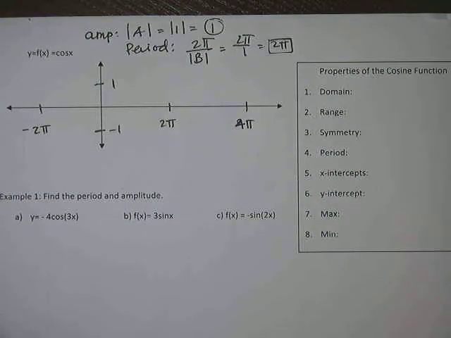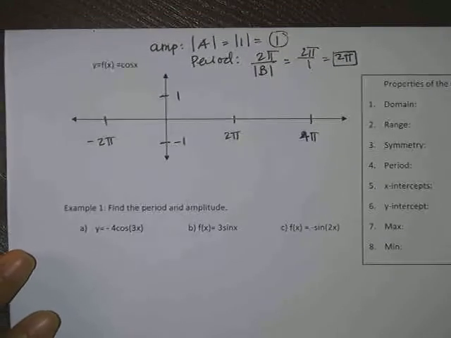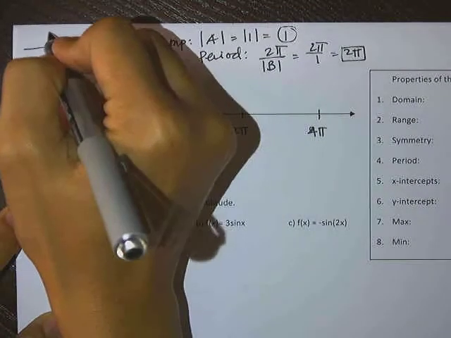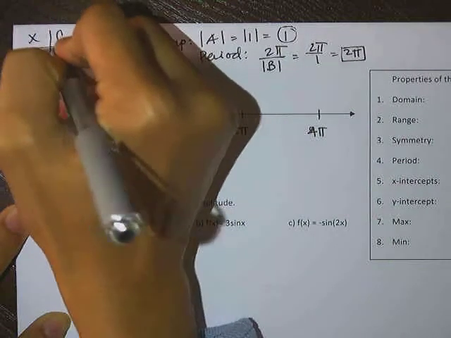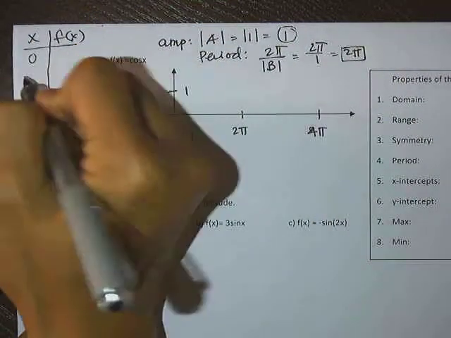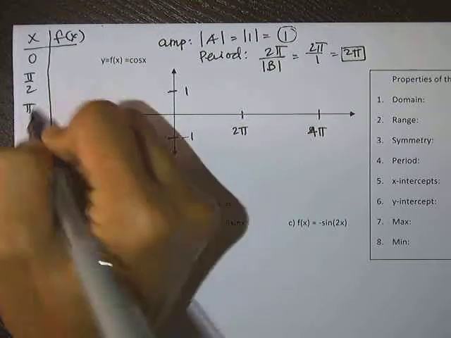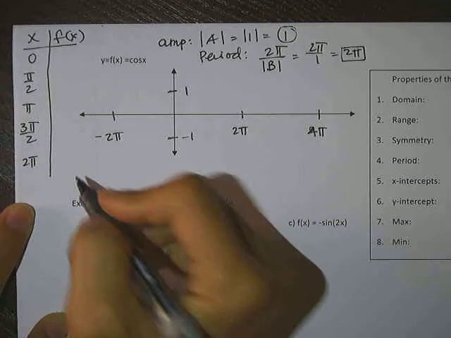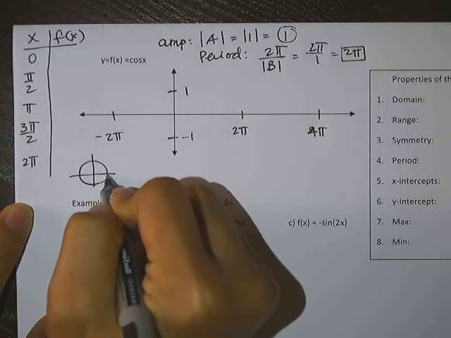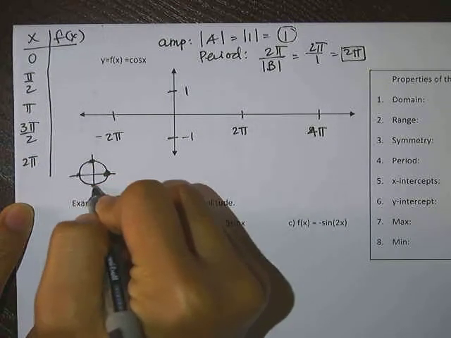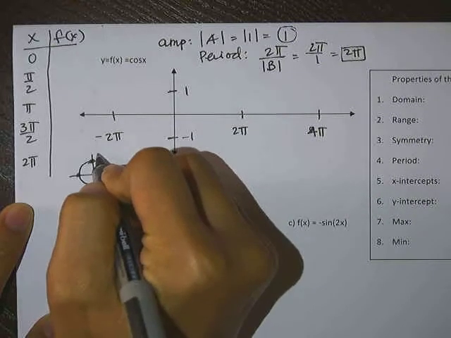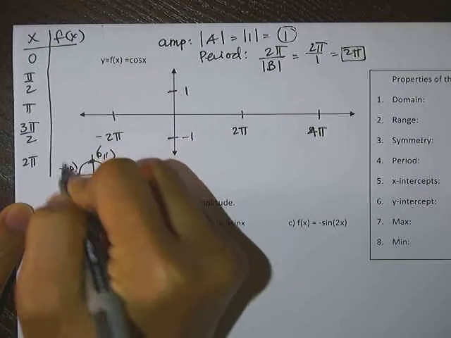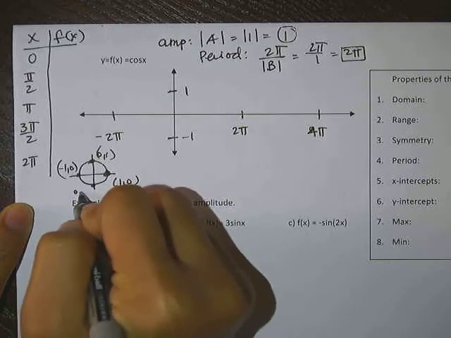Now earlier I said we didn't have to use the approximation, so I'm just going to make a table of the 5 main points that you're always going to pick. When x is 0, when x is pi over 2, when x is pi, when x is 3 pi over 2, and when x is 2 pi. Now if you look at the circle, these are the quadrant angles, right? This is 1 comma 0, this is 0 comma 1, negative 1 comma 0, and this is 0 comma negative 1.